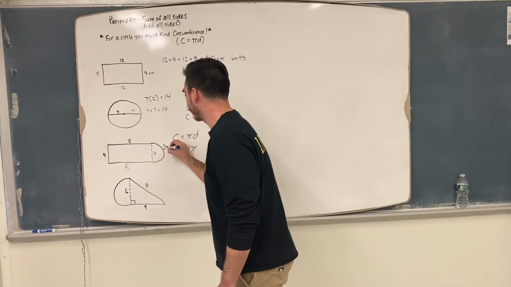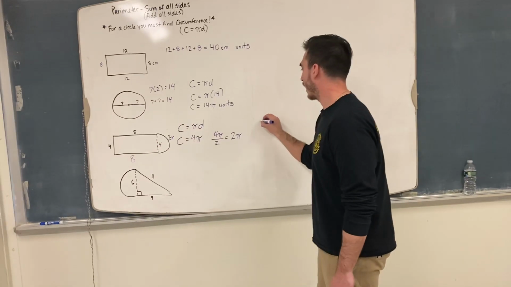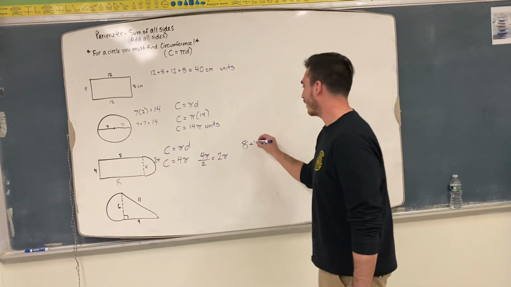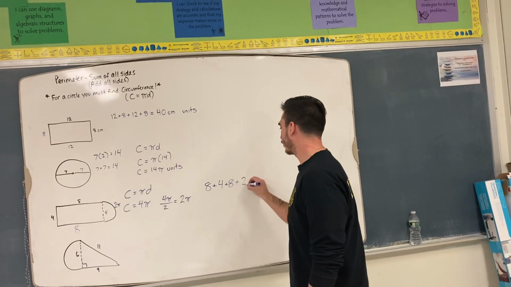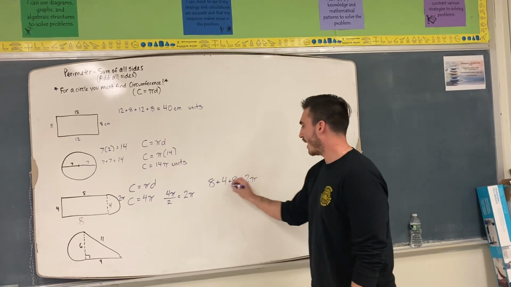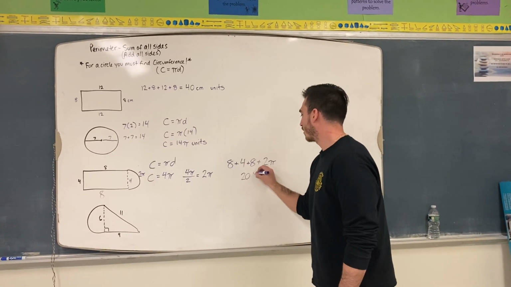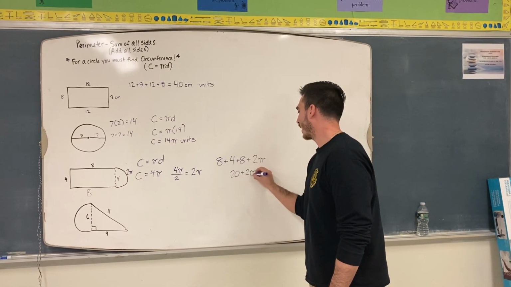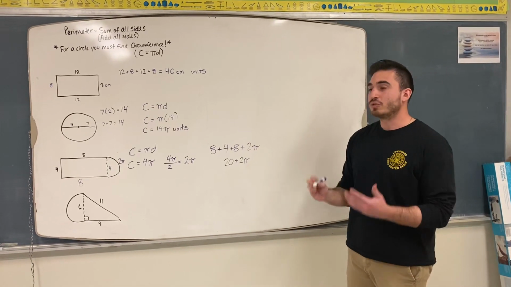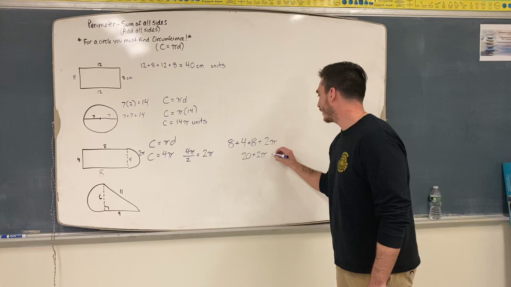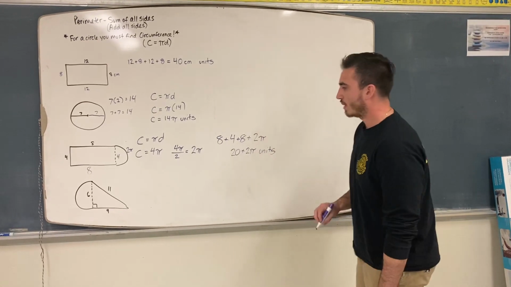So we have it. And now I'm going to add up all the sides. So I'm going to start here. I have 8. Then the left side, 4 plus 8. And then we have plus 2 pi. So if I add our numbers together to get like terms, we will get 20 plus 2 pi. Once again, you can put this in your calculator, get a decimal. You do not need to, but we do need to include units. So we have the units.